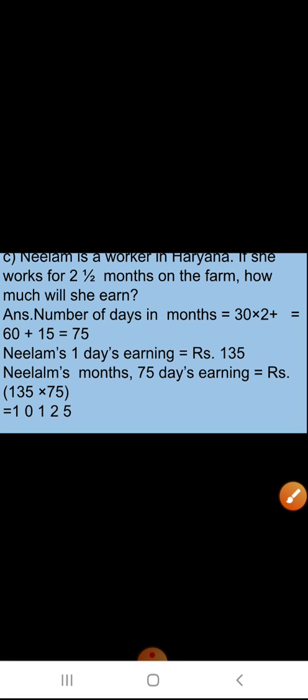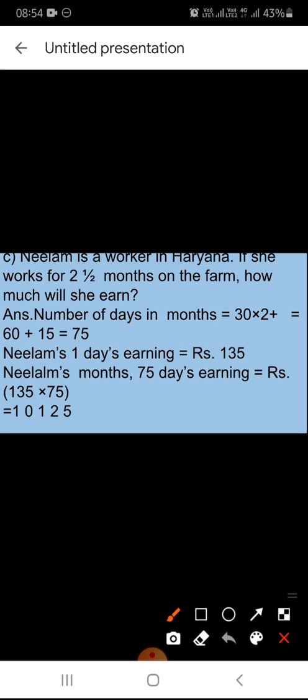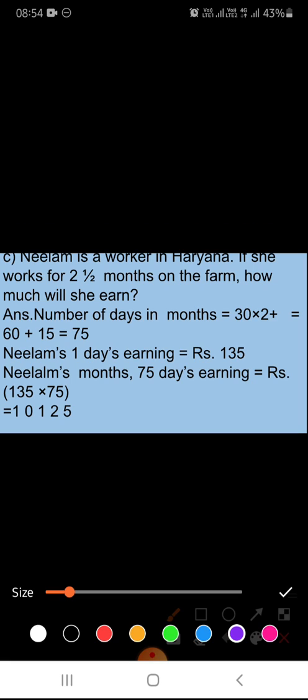Now this one is, Neelam is a worker in Haryana. If she worked for 2.5 months, you have to find her salary. Now you know in Haryana what is the daily wage? It is 135 per day. This question also you can do in two ways.